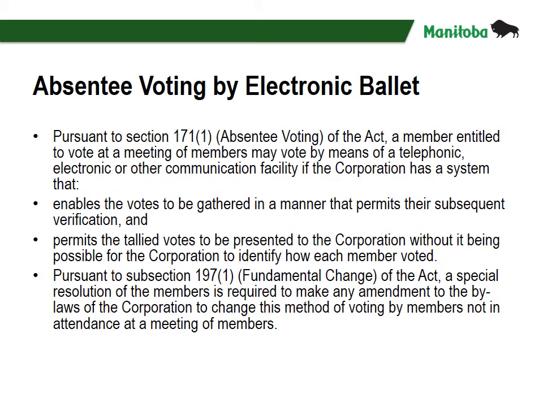Absentee voting by electronic ballot. Pursuant to Section 171(1), Absentee Voting of the Act, a member entitled to vote at a meeting of members may vote by means of a telephonic, electronic, or other communication facility if the corporation has a system that enables the votes to be gathered in a manner that permits their subsequent verification and permits the tallied votes to be presented to the corporation without it being possible for the corporation to identify how each member voted. Pursuant to subsection 197(1), fundamental change of the Act, a special resolution of the members is required to make any amendments to the bylaws of the corporation to change this method of voting by members not in attendance at a meeting of members.